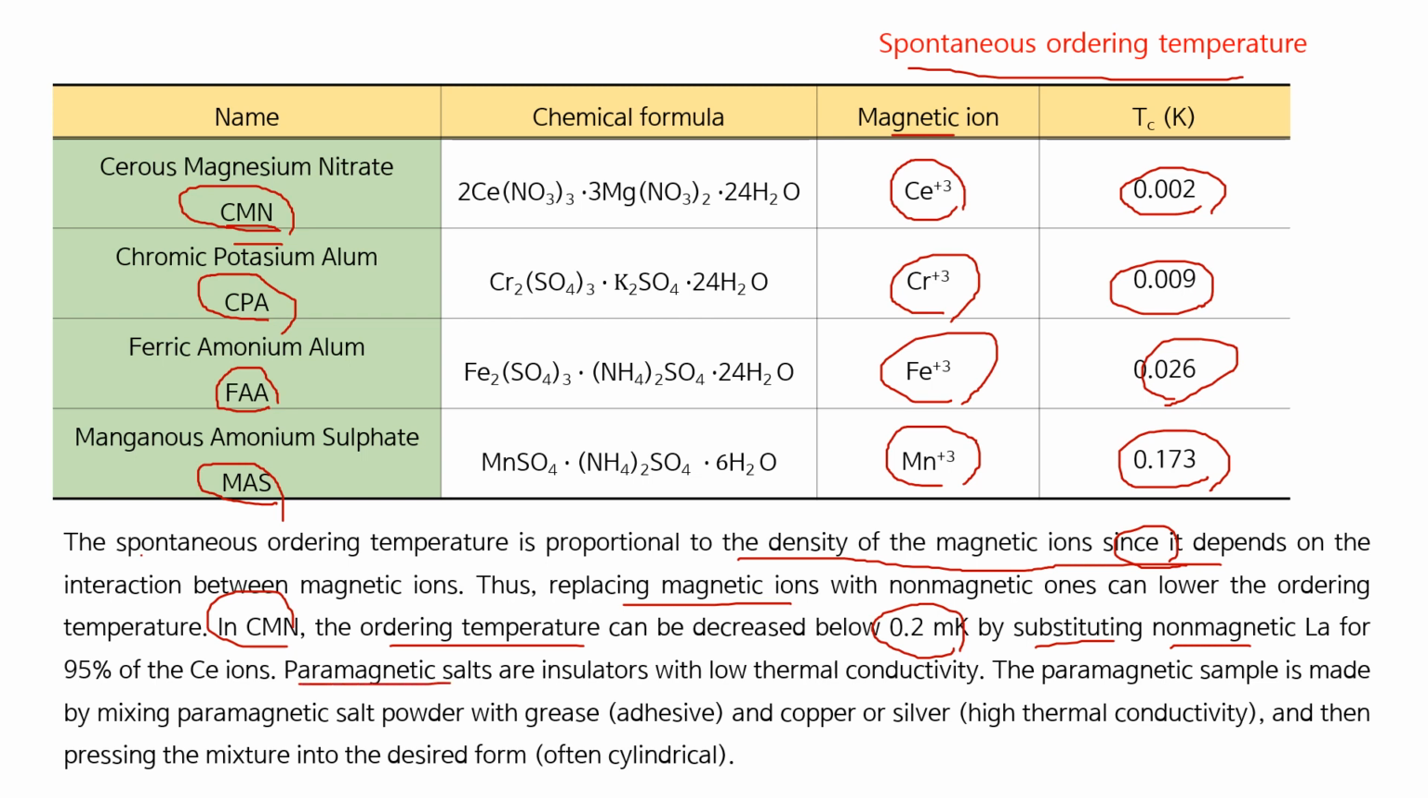Paramagnetic sources are insulators with low thermal conductivity. The paramagnetic sample is made by mixing paramagnetic salt powder with grease for adhesive and copper or silver for high thermal conductivity, and then pressing the mixture into a desired form. We usually use the cylindrical shape.